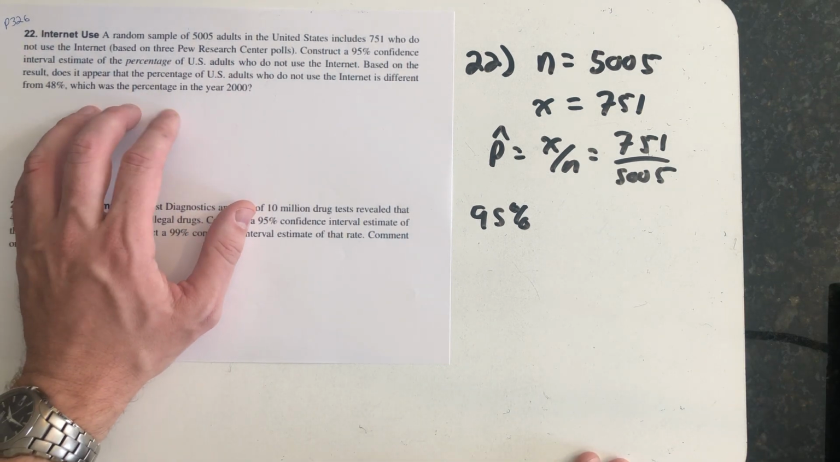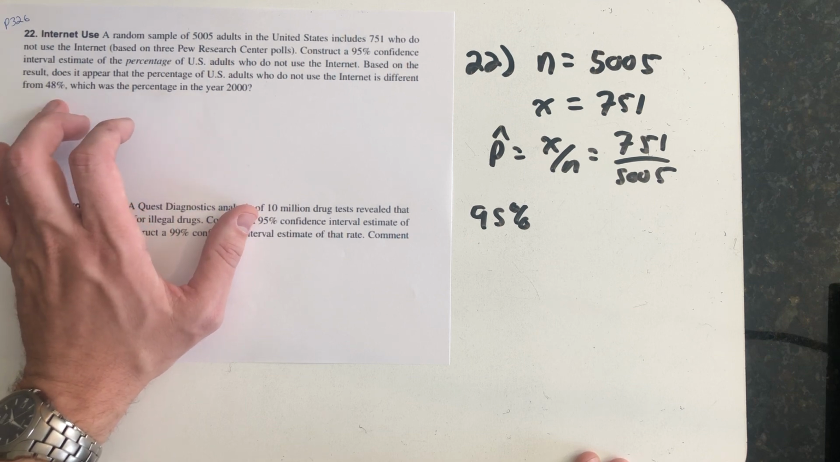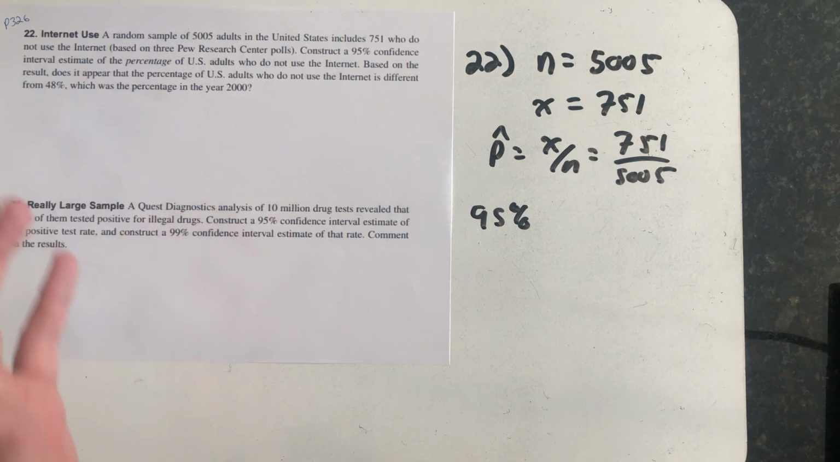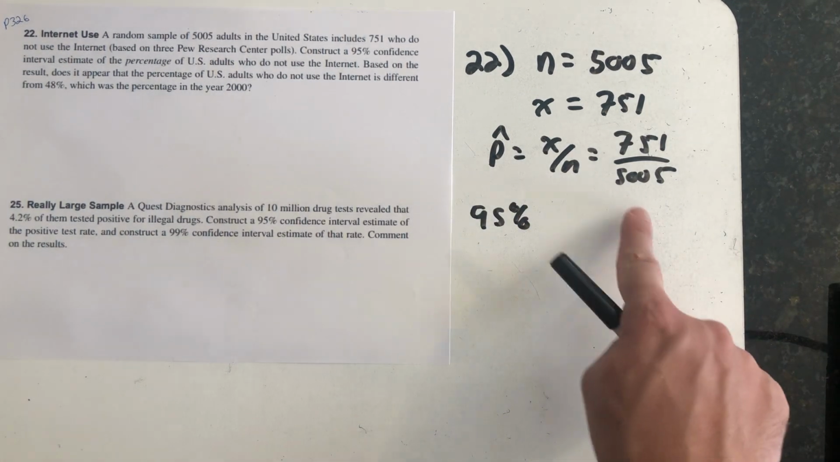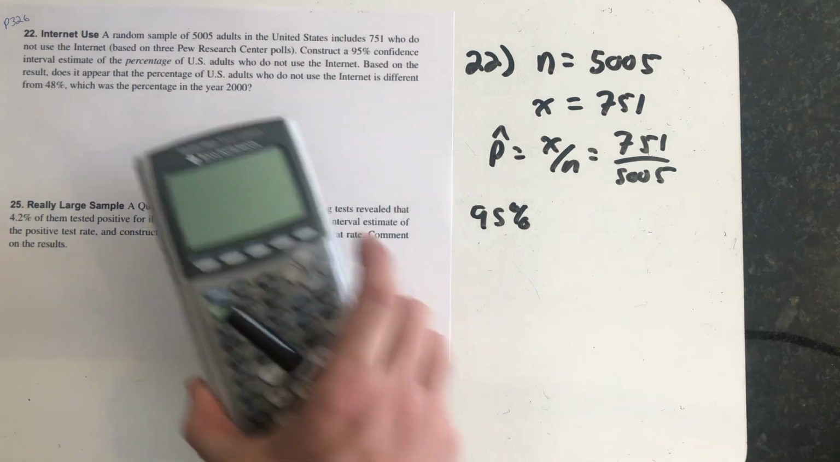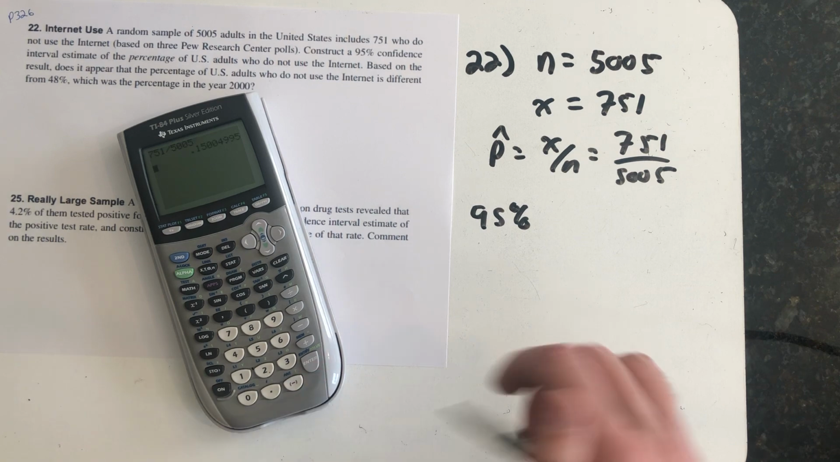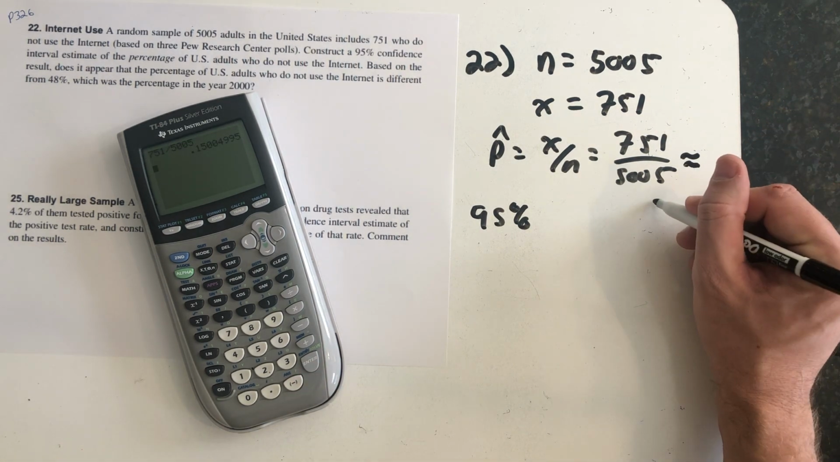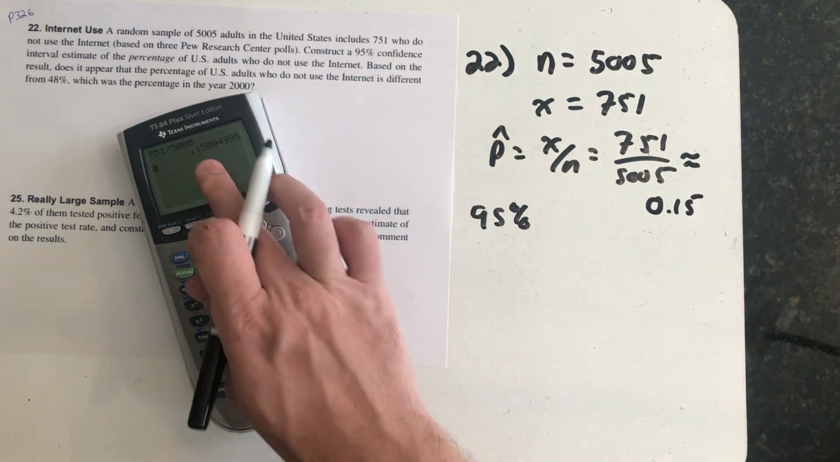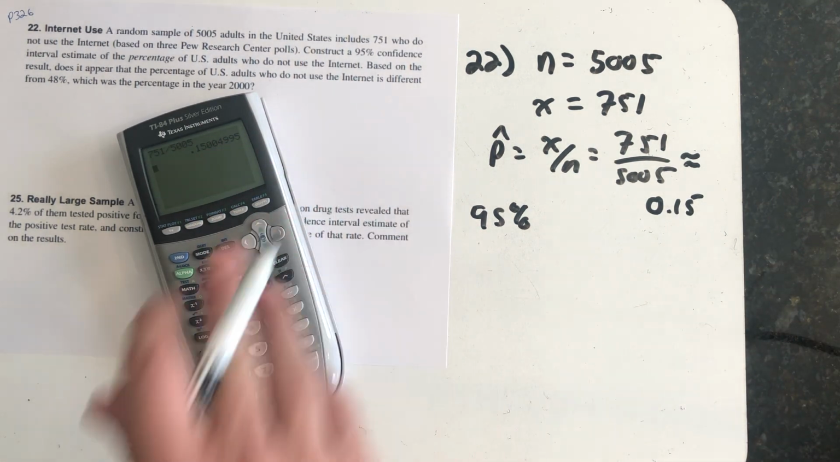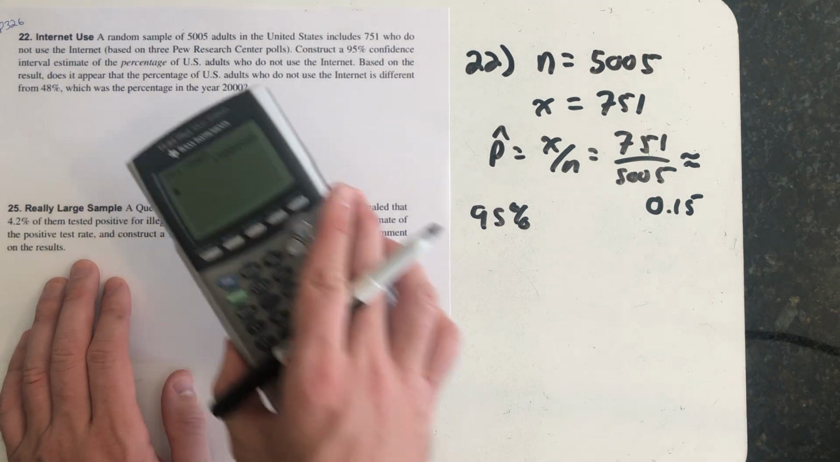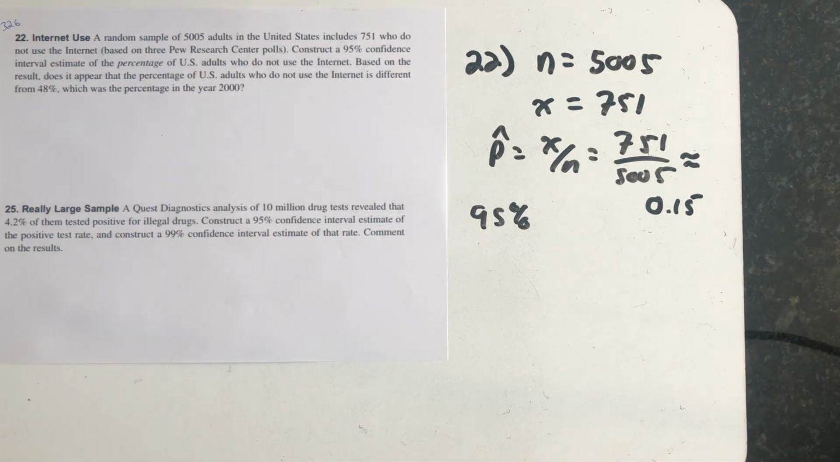And then we'll come back to this question where in the year 2000, about 48% of people did not use the internet. And I think we'll see a different result here. So to start off, we've calculated our point estimate, the sample proportion, but let's get that as a decimal. So this sample proportion would be about 0.1500, so I think 0.15 is enough, though I might want to round this to 3 or 4 significant figures unless I was told otherwise. But for right now, I think that 0.15 will be just fine.